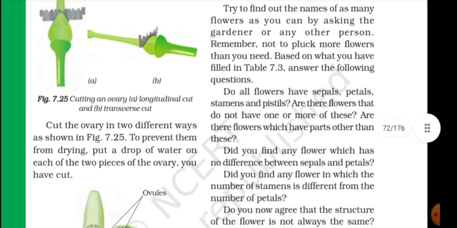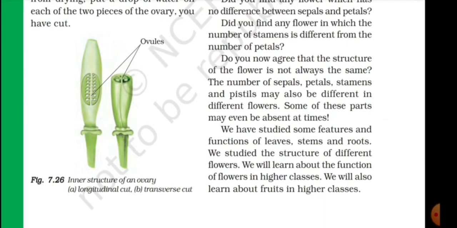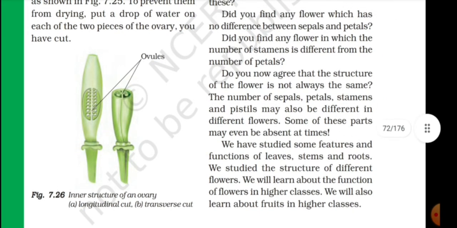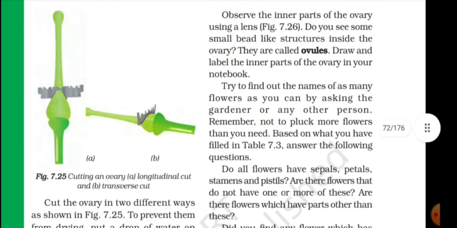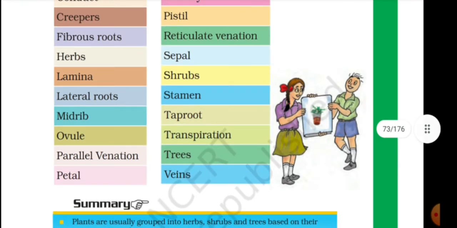Now here we will dissect it. Inside the ovary is the ovule, which we have talked about, and the ovule becomes the seed. In further classes you will study different kinds of flowers as well, such as monoecious and dioecious. For now you have to remember that the ovule develops into a seed, and the ovary develops into a fruit. This is what we have studied.